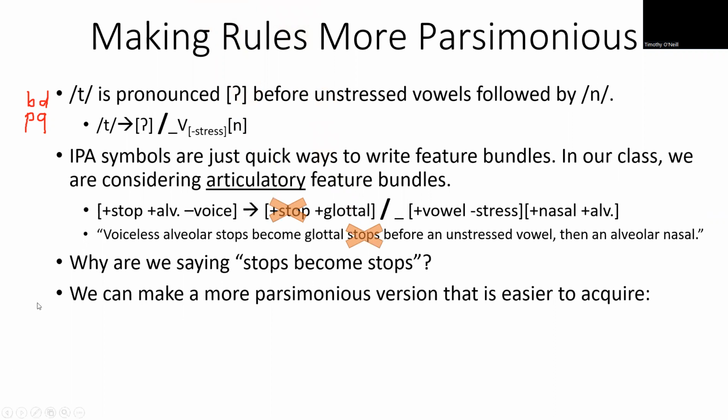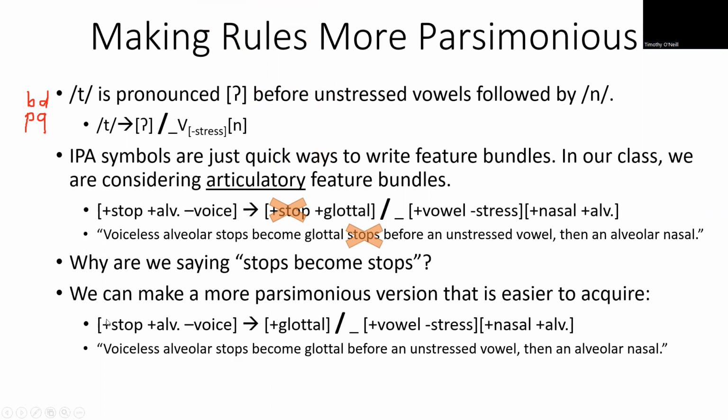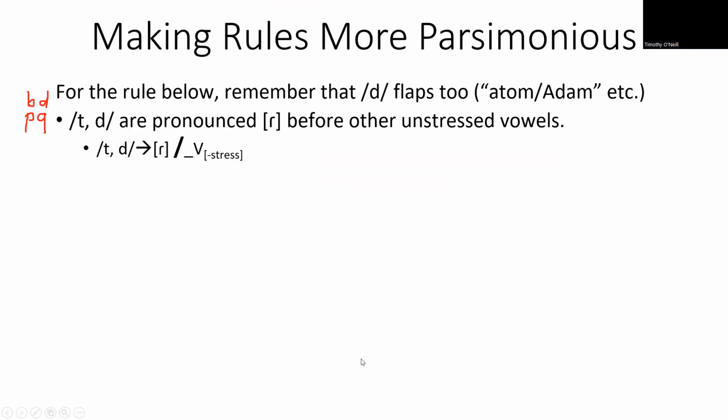So now we don't need to say that a stop becomes a stop. So now look, our rule is better. Voiceless alveolar stops become glottal. They don't become glottal stops. They're already stops. They just become glottal before an unstressed vowel and then an alveolar nasal.